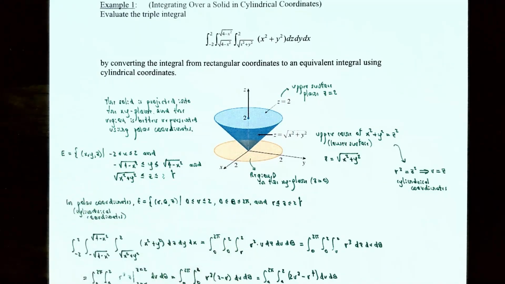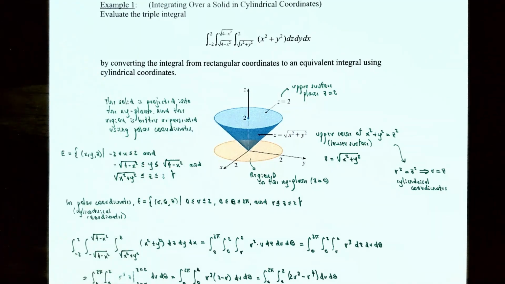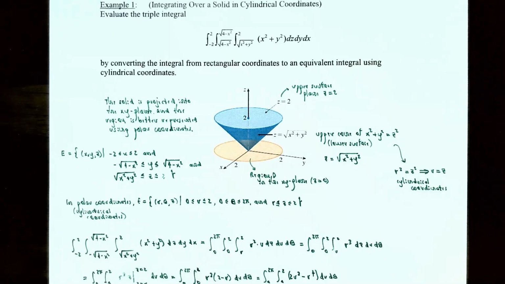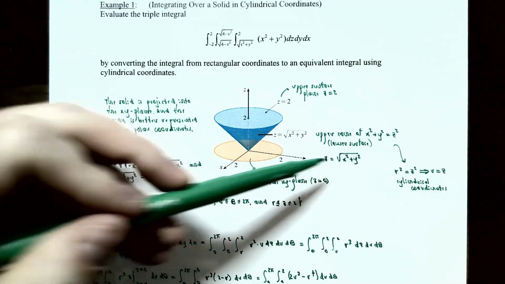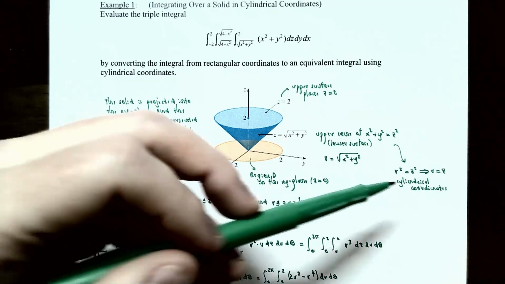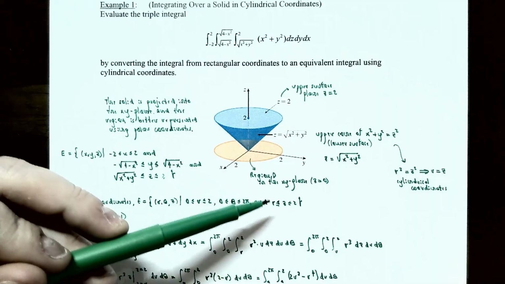And then z will go between z equals 2, which is still the plane, but then you have to convert from rectangular coordinates for the cone, z equals square root x squared plus y squared. Well, if you square both sides of the equation, then you'll have z squared is equal to x squared plus y squared. Well, x squared plus y squared is r squared. So this becomes z squared equals r squared, or simply r equals z. So the lower surface was the cone. That becomes, with cylindrical coordinates, the equation z equals r.